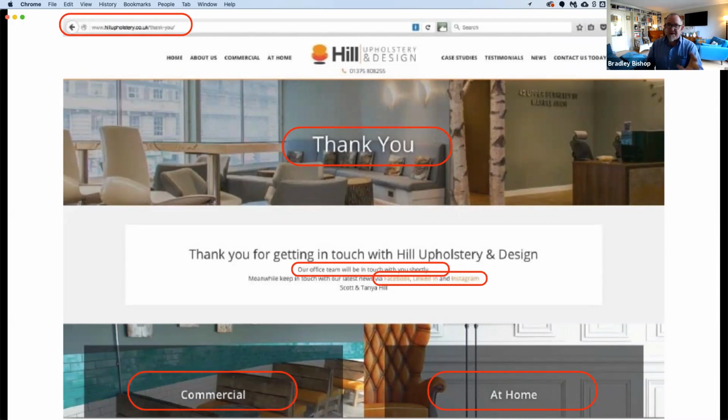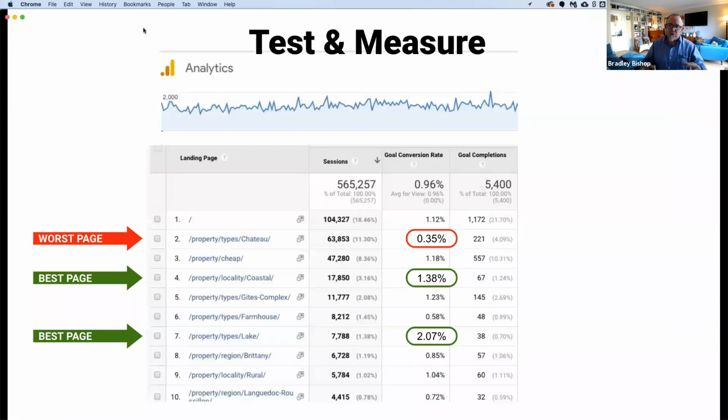But the important thing for me is, because of the URL change, it makes it easy for us to understand in Google Analytics what is happening, which means that we can see what page and what source is having the best results. This is a screen grab from one of our clients' Google Analytics. And the conversion rate is how many people have filled in the form on their website.